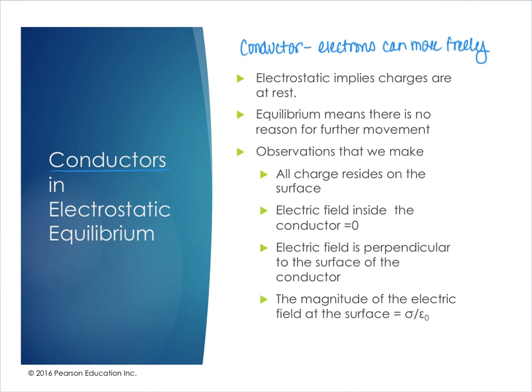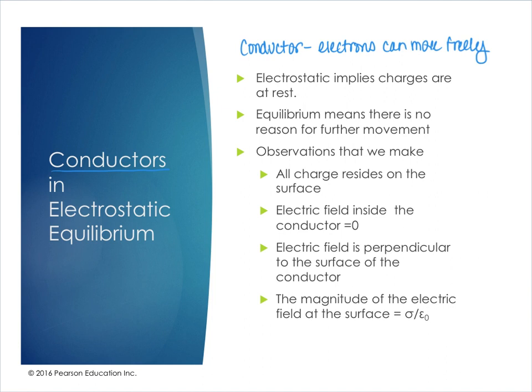Now, we are not really looking at the conductors while the charges are moving around, but we want to know what the situation would be once the charges moved around and reached a place where they were happy, and so that conductor was in equilibrium. So electrostatic equilibrium implies that the charges are at rest, they're not going to move anymore, and there's no reason for them to move after this.